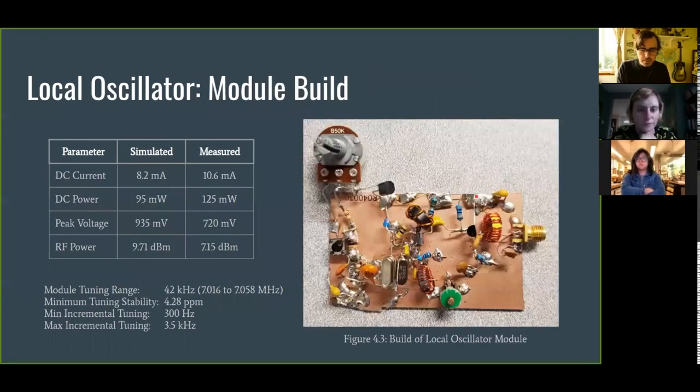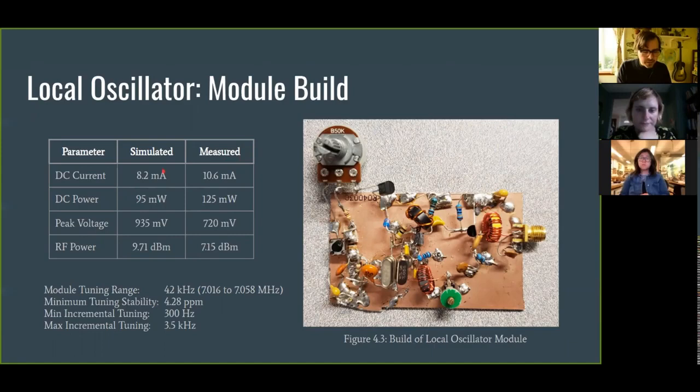This was the actual module build, where I constructed it on this little piece of copper laminate just kind of in the air. All these inductors are just hand wound to get the value of inductance that I needed out of them. So it's kind of like sewing these little things together.